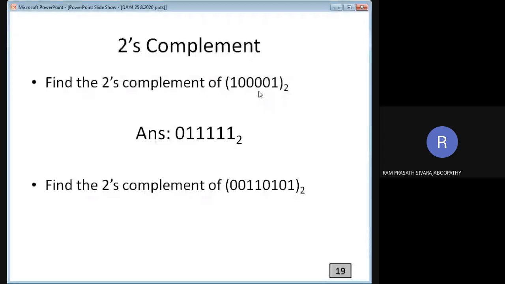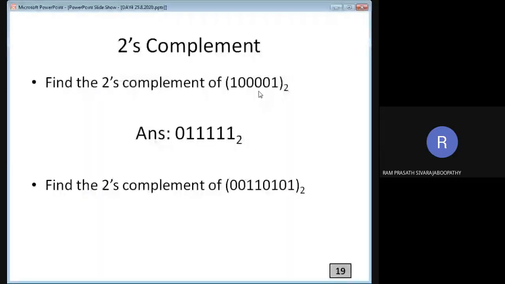00110101. First complement it and add 1 along with it. What is the result you will be getting? Type it in the chat box. Okay, 11001011. Very good. Very good. Super. So 11001011 is the correct answer.